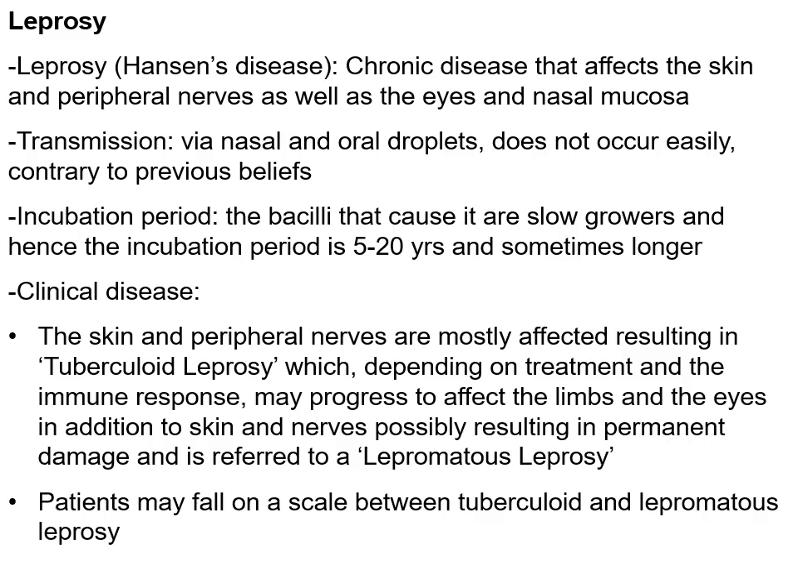Now, for the next section, we will discuss the disease caused by Mycobacterium leprae or Mycobacterium lepromatosis. Both of these organisms cause similar disease. The disease caused by these organisms is leprosy, also referred to as Hansen's disease. This is a disease that affects the skin and peripheral nerves. It is a chronic disease that might also affect the eyes and the nasal mucosa. The organism is transmitted via nasal and oral droplets.